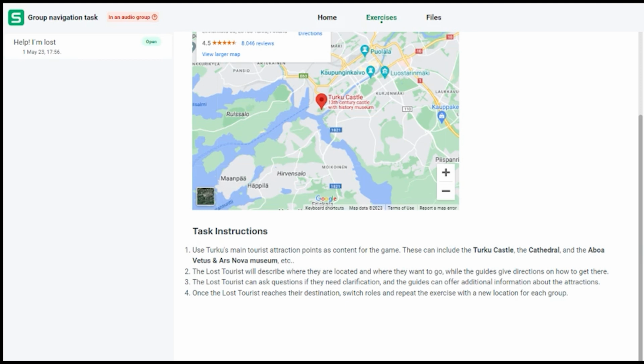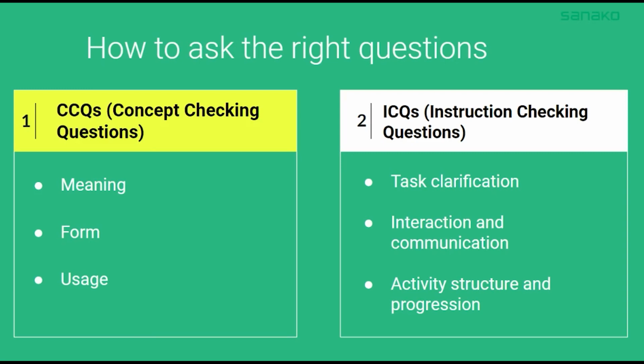First, let's think about what type of CCQs and ICQs a teacher must prepare their students for. They should be under the category of meaning, form, and usage. Pause the video now and try to think of some questions that you would ask your students to confirm their concept is correct.